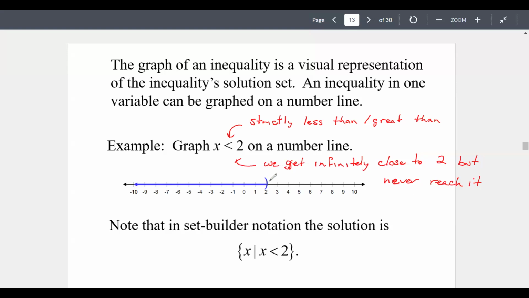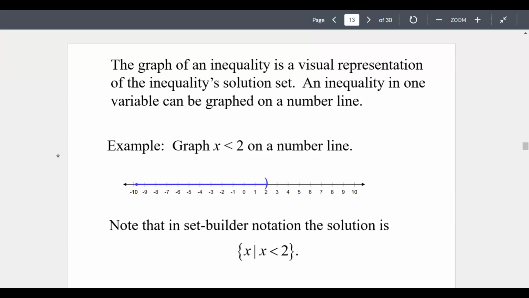So we use this open circle to represent the fact that I'm never going to touch that point. So what we have here is what we call an open point. Like I said, if we get infinitely closer and closer to it, but we never reach it, we put an empty point there. I know a lot of people have seen this. I just want to briefly go over that again.